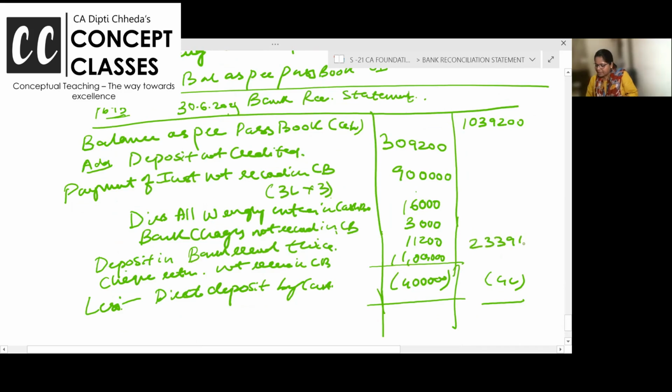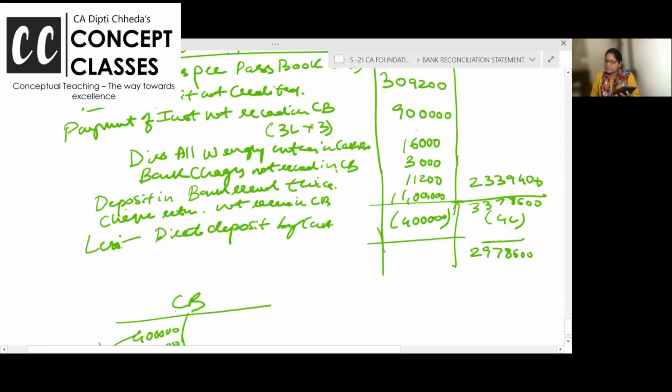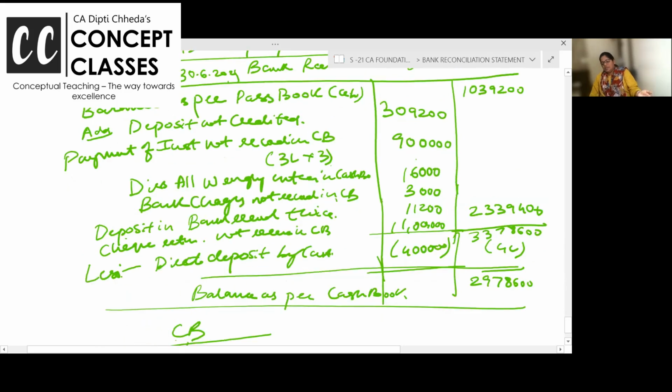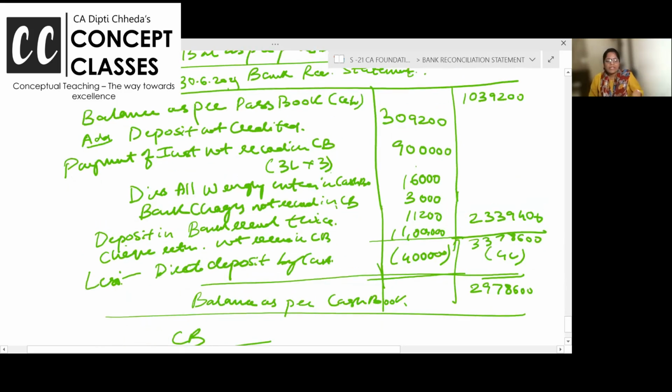23 lakh 39,400 is the add total. Add it in 10 lakhs 39,200. So 33,78,600 minus 4 lakh, 29,78,600. Balance as per cash book. All right. If you want, we can discuss once again.